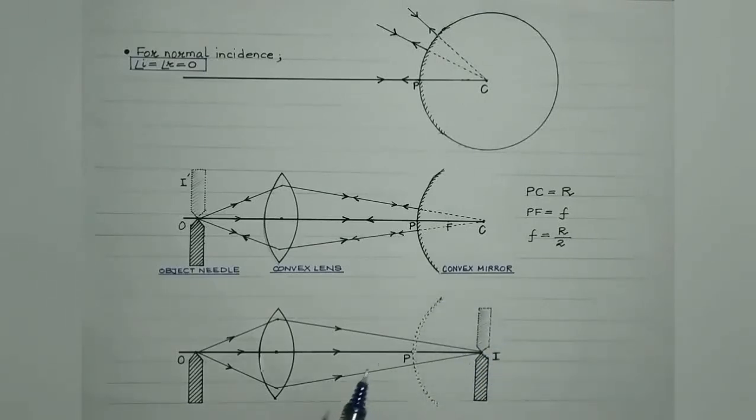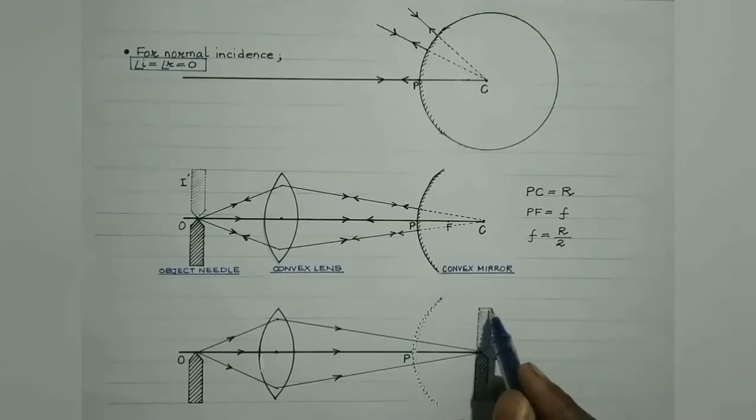Now students, without disturbing the position of the convex lens and the object needle, we will place an image needle I, and its distance is so adjusted that there is no parallax between the tip of this needle and the inverted image of the tip of the object needle. This one shown by the dotted arrows is actually the inverted image of this object needle. So there shouldn't be parallax between these two.